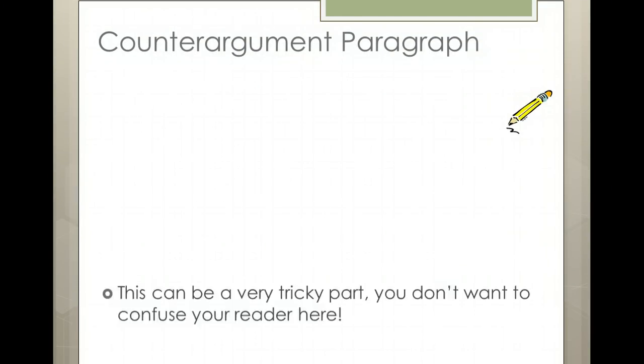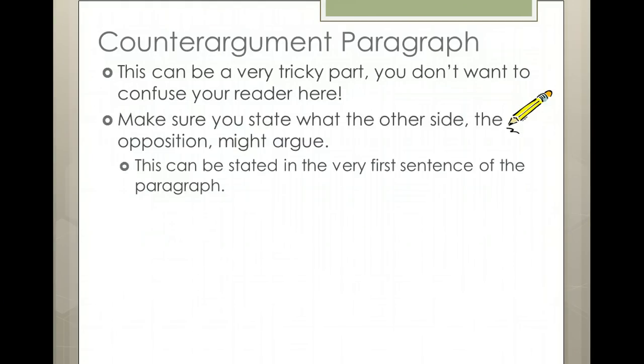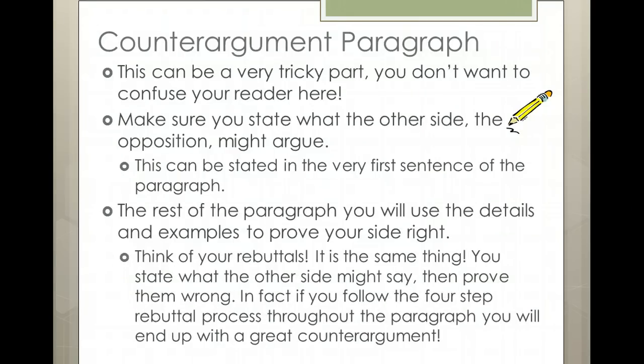So as far as your counterargument paragraph is concerned, this can be a really tricky part. You really don't want to confuse your reader here. So make sure you state what the other side or the opposition might argue. And this can be stated in the very first sentence of the paragraph, but then the rest of the paragraph, you really want to use the details and examples to prove that your side is right or your point of view is right. So think of all the rebuttals that we practiced in class. It's really the same thing. You're going to state what the other side might say, and then you're going to prove them wrong. In fact, if you follow the 4-step rebuttal process throughout the paragraph, you'll really end up with a great counter-argument. But you have to remember to bring it back to your side. Otherwise, the reader, aka me, might get confused and think that you've switched sides and are starting to argue the other point.